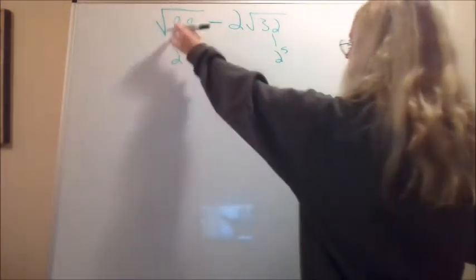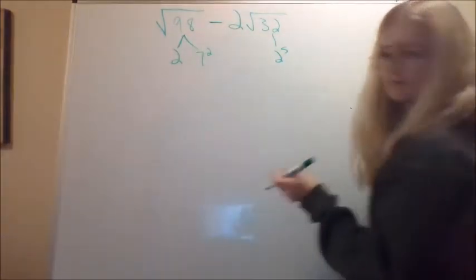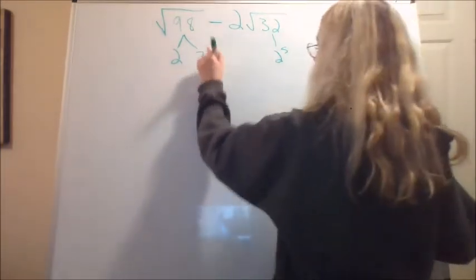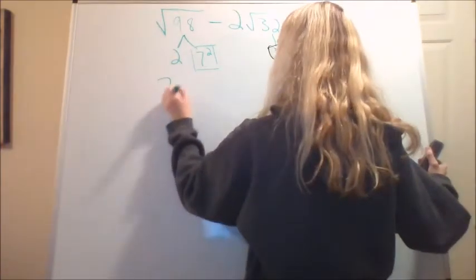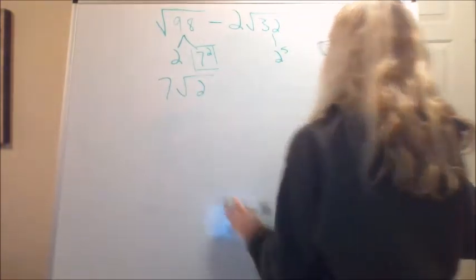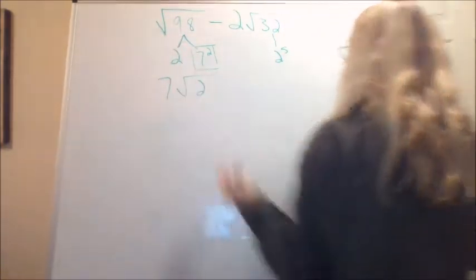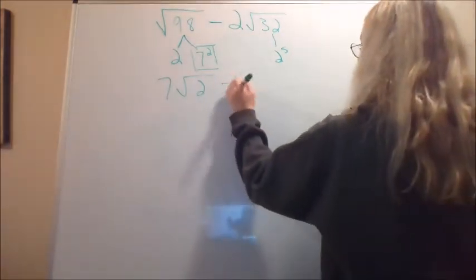So now we want to simplify these two radicals the best that we can. And we see here that we have 7 squared, so we can take a 7 outside the radical to get 7 square root of 2. It's going to be the same thing as square root of 98. And then we get negative 2.